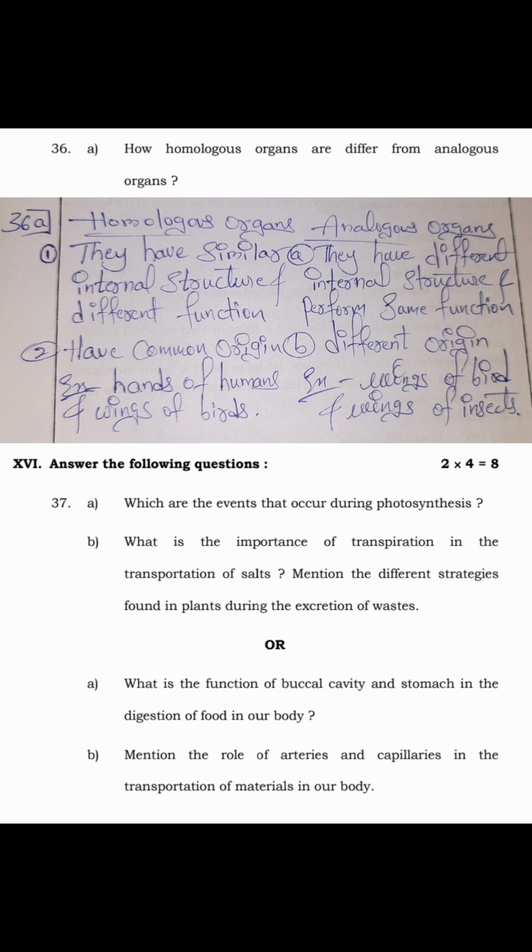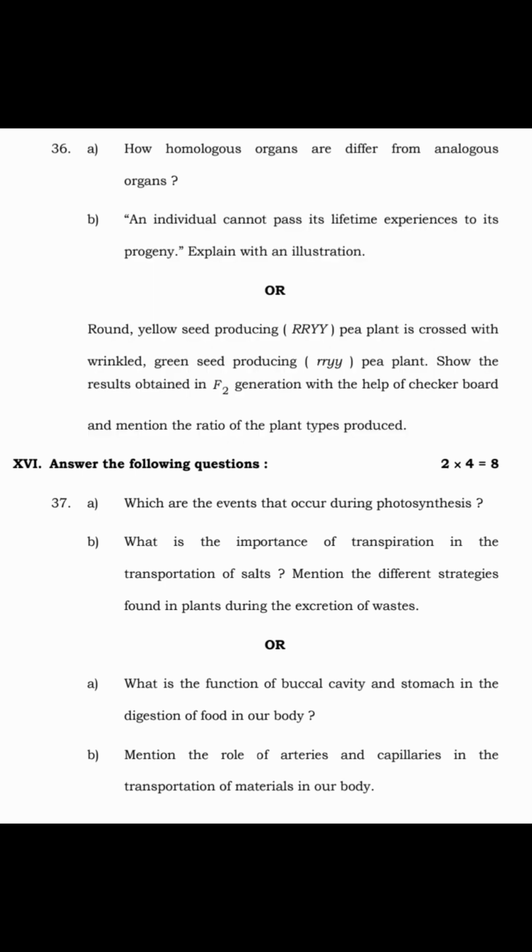Homologous organs have similar internal structure but different function, that is the same anatomy. Analogous organs have different internal structure but perform the same function, that is different anatomy. Homologous organs have a common origin, and analogous organs have different origins. Homologous examples: hands of humans and wings of birds. Analogous organ examples: wings of birds and wings of insects.